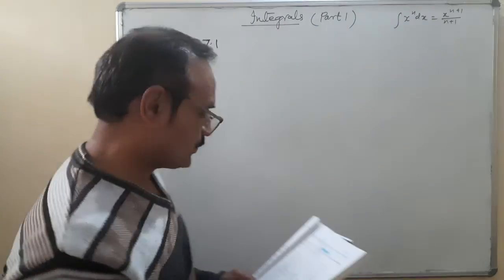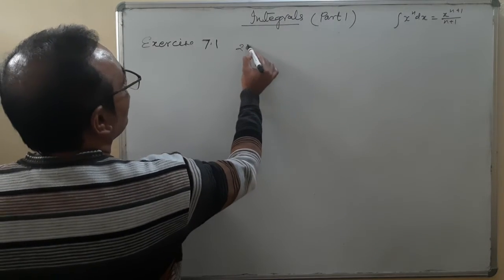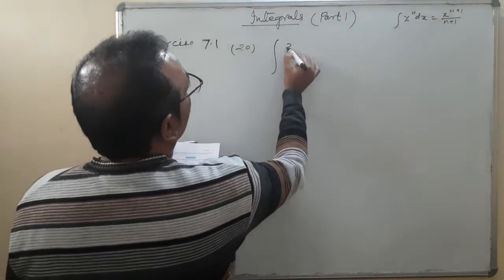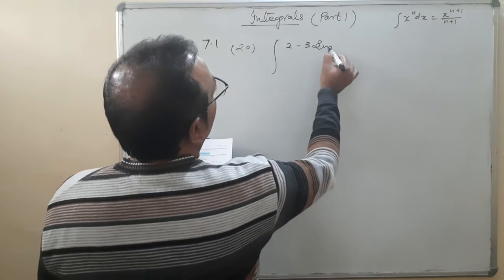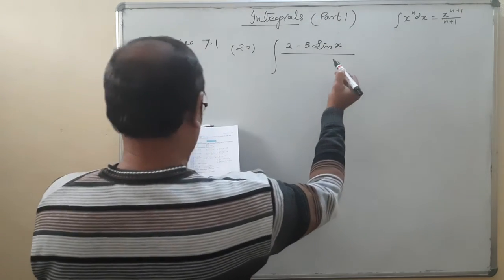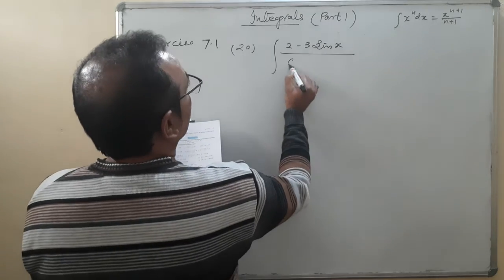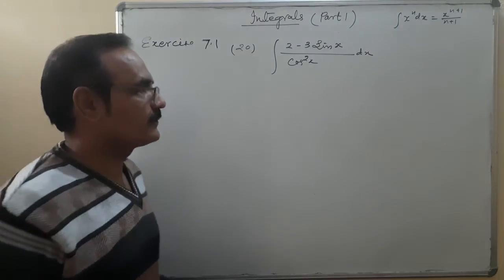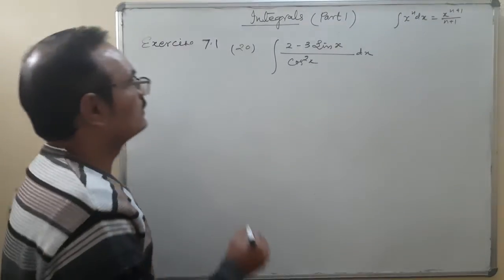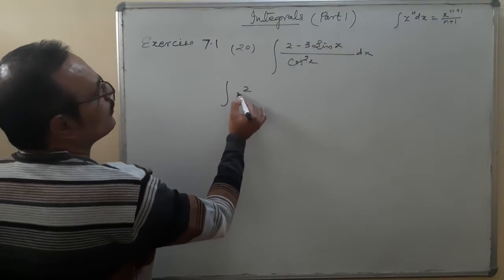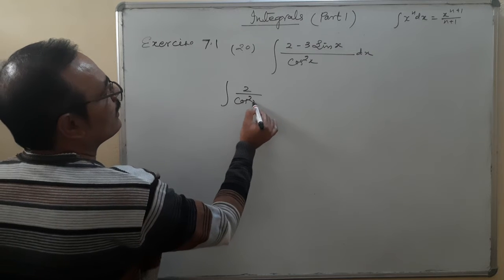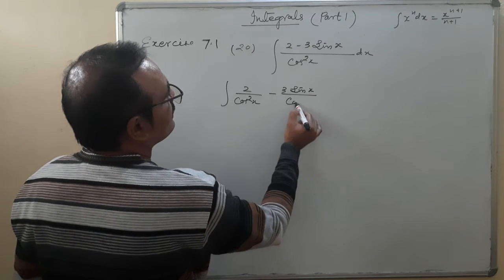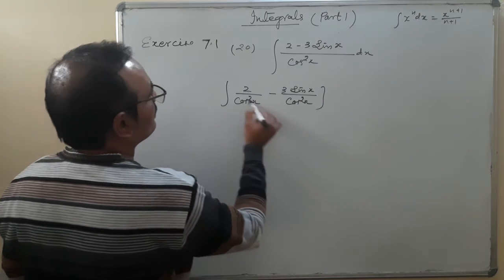One question, number 20: integral of (2 minus 3 sin x) upon cos square x dx. Okay. We'll separate it: 2 upon cos square x minus 3 sin x upon cos square x. Is it okay?